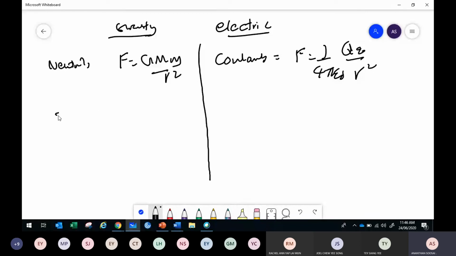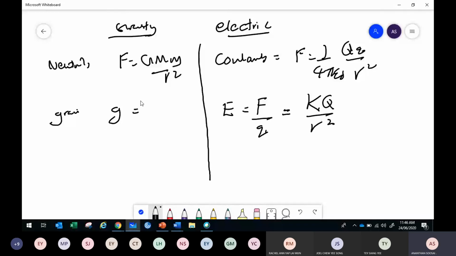Next, gravitational field strength. Can anyone recall the formula? Now you know electric field strength is force per unit positive test charge, and you end up getting kQ over R squared. Gravitational field strength is force per unit test mass, and the formula is Gm over R squared. This is the old one you learned.